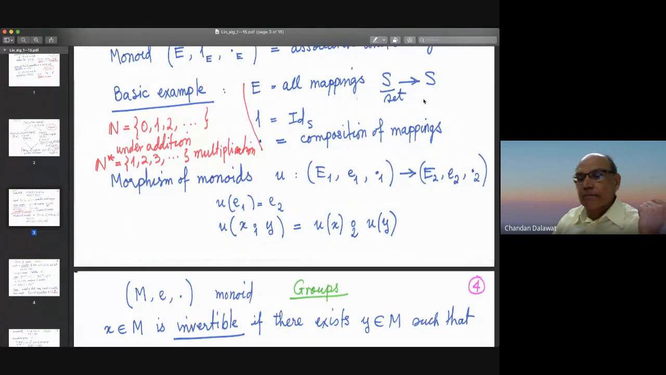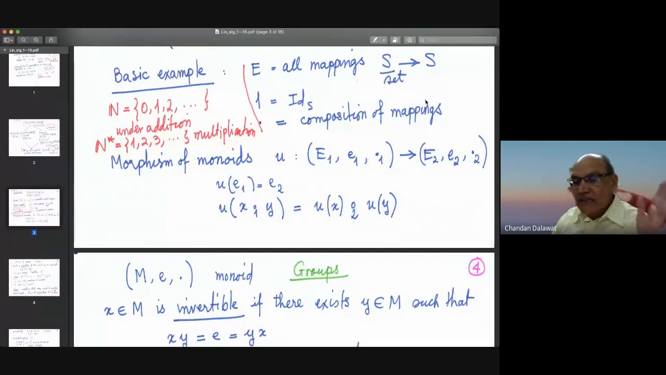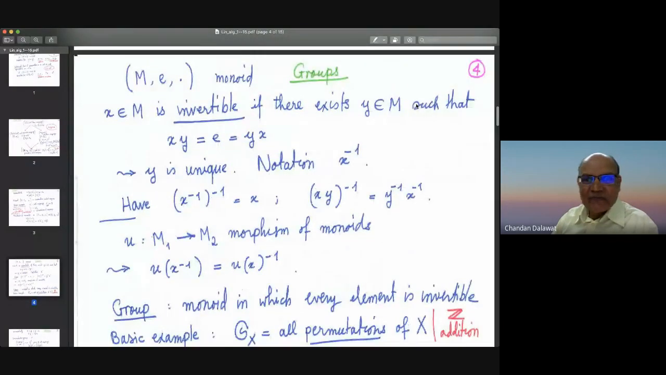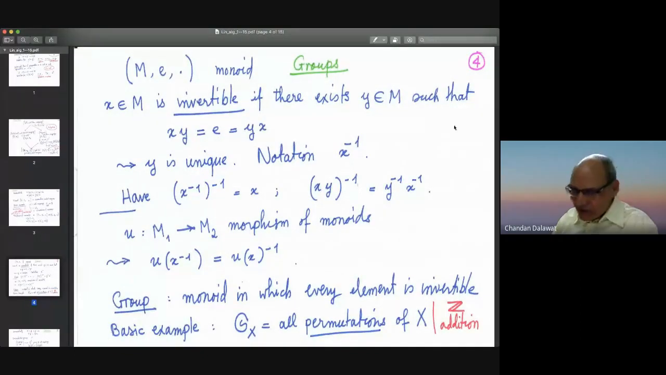So does everybody know what it means for a mapping to be injective or surjective or bijective? Yes or no? Yes, sir. Okay, very good. So everybody knows what these words mean. So we can continue.